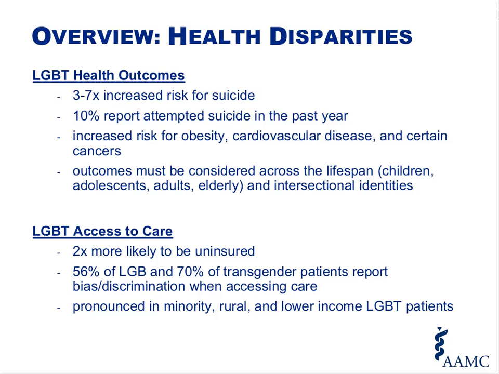And we have to think about these health outcomes as they relate to the lifespan, how it affects children and adolescents versus the elderly, and how these outcomes are affected in individuals in rural communities, lower socioeconomic status, if they hold another minority status. When we think about accessing care, up until the Affordable Care Act, LGBT individuals were 2 times more likely to be uninsured. And just when accessing care alone, 56% of lesbian, gay, and bisexual patients and 70% of transgender patients reported experiencing bias and discrimination with accessing care. And again, these are exacerbated in minority, rural, and lower income LGBT patients.